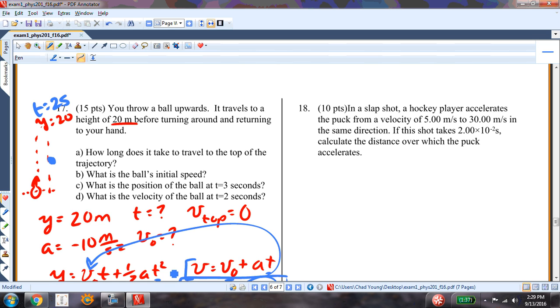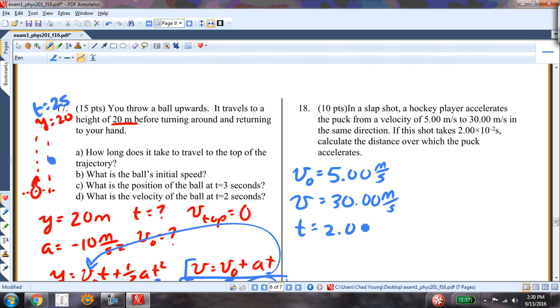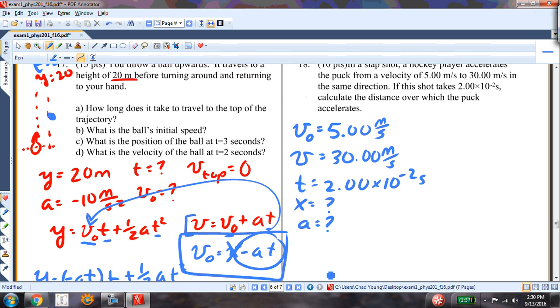Okay, this next problem requires 2 steps. A slap shot hockey player accelerates the puck from a velocity of 5 to 30 meters per second in the same direction. There's the time. I want to know the distance. So let's write down everything I know. v naught is 5. v final is 30. t is 0.02 seconds. I don't know x and I don't know a. So I first need to find a.